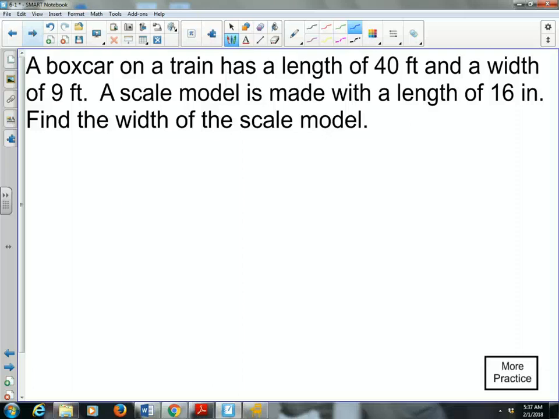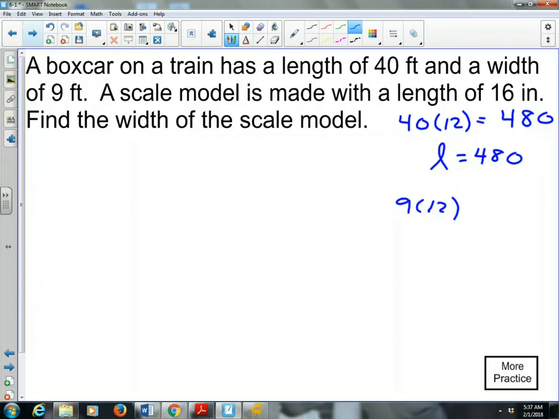So if we take 40 feet times 12 inches, we would get how many inches are in 40 feet. And that would be 480 inches. So this is the length. The length is 480 inches. And then 9 times 12. 9 times 12 is 108. So the width is 108 inches.